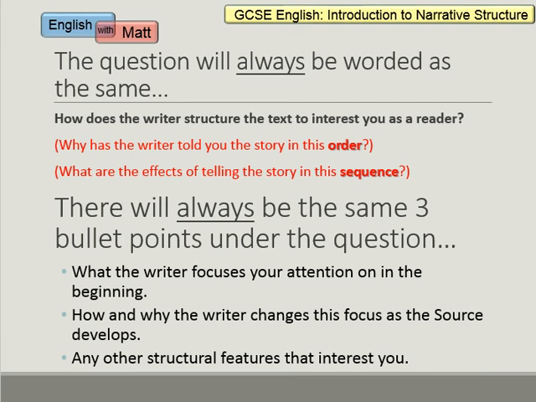As I said at the beginning, we always know that the bullet points underneath the question will be the same as well. And they are there at the bottom of that screen. So the first bullet point will say what the writer focuses your attention on in the beginning. And the second bullet point will say how and why the writer changes the focus as the source develops. So you can see even the exam board are using the word focuses and focus a lot and develops. So they're hinting at this idea of a sequence, remember. And then the third bullet point is just a generic, general point, which is anything else.